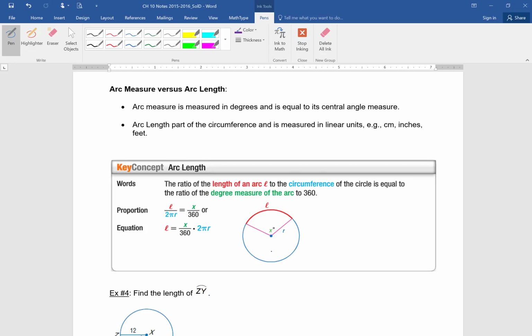Or the coach isn't going to tell you, go walk 25 degrees here. No. He or she is going to tell you, you have to walk 3 meters. You have to walk 2.5 miles. You have to walk this many yards. That's measured in linear units, centimeters, meters, and so on. So there's a clear difference there. Arc measure is measured in degrees, and it's the same as the central angle. But arc length is part of the circumference, and it's measured in linear units, like centimeters, meters, and so on.